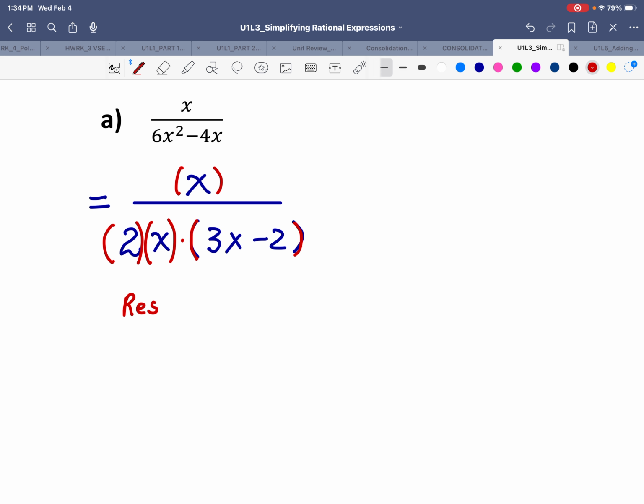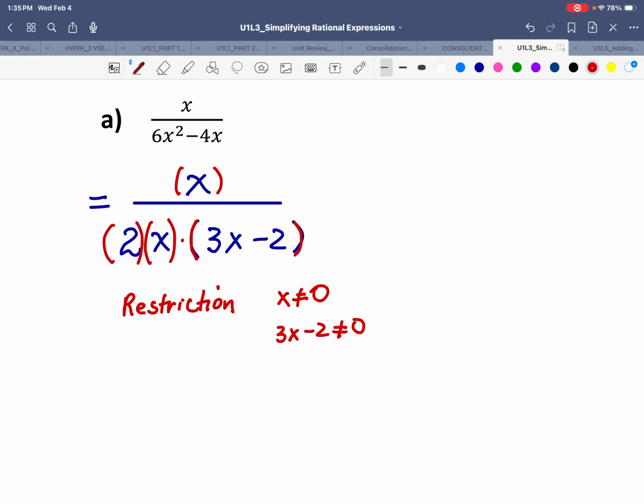Remember that the restrictions are that the denominator cannot equal 0. So the denominator is made of a factor of 2. Now, it makes no sense to say 2 different than 0 because 2 is different than 0, so forget about this. We have x. x cannot equal 0. And what happens if x becomes 0 is 2 times 0 times anything, well, it's going to be times negative 2, that will make the whole thing 0. And also, 3x minus 2 shouldn't equal 0.